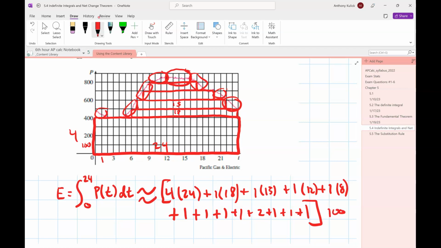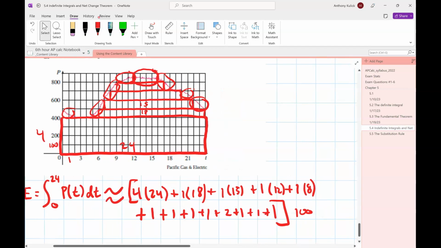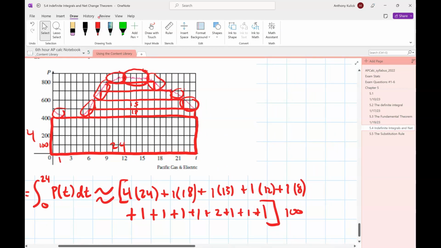So each box has an area of 100. Everybody agree with that? So we'll multiply that by 100. And we also have a units issue going on. A watt is joules per second, and our time is measured in hours. So we have to convert these times to seconds. So I need to multiply this then by 1 over 360, right? Or 3600. That'll get everything into seconds.